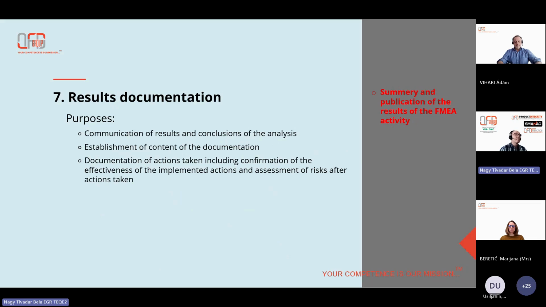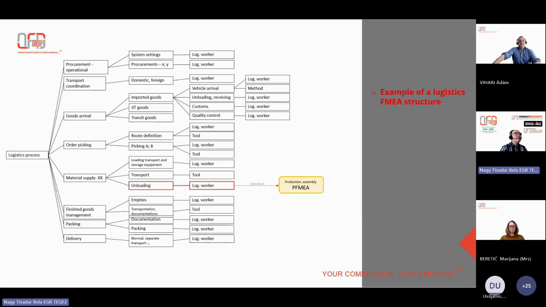And the last one, result documentation. What is the purpose? It is a summary of the analysis result, communication of the result, and the establishment of the content of the documentation. Okay, let's see an example of use in practice.